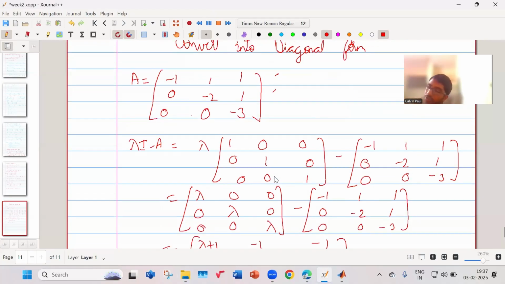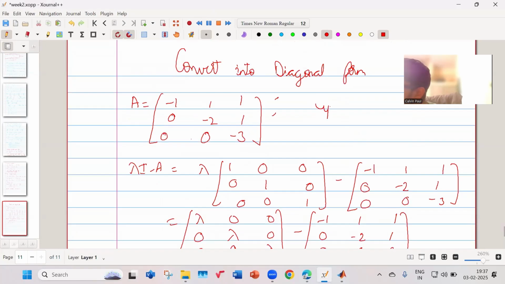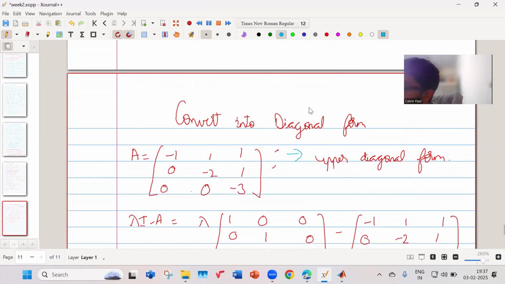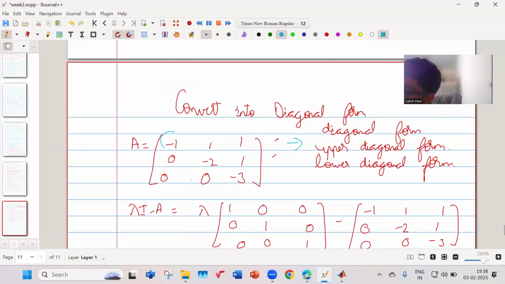So an easier way for you to recognize this is that this is an upper triangular matrix. So if it is in diagonal form, upper triangular form, or lower triangular form, then what do we know? That the diagonal elements of the matrix are the eigenvalues. Okay, these are the eigenvalues.